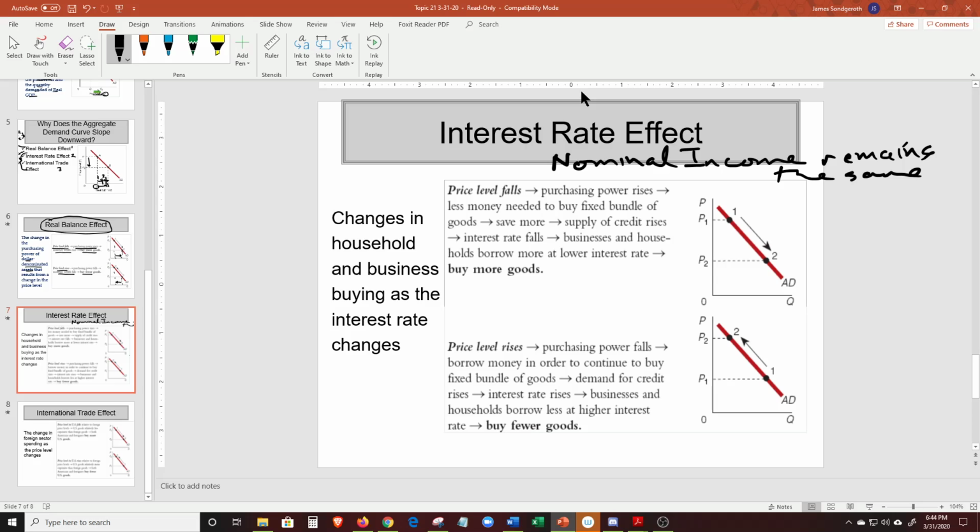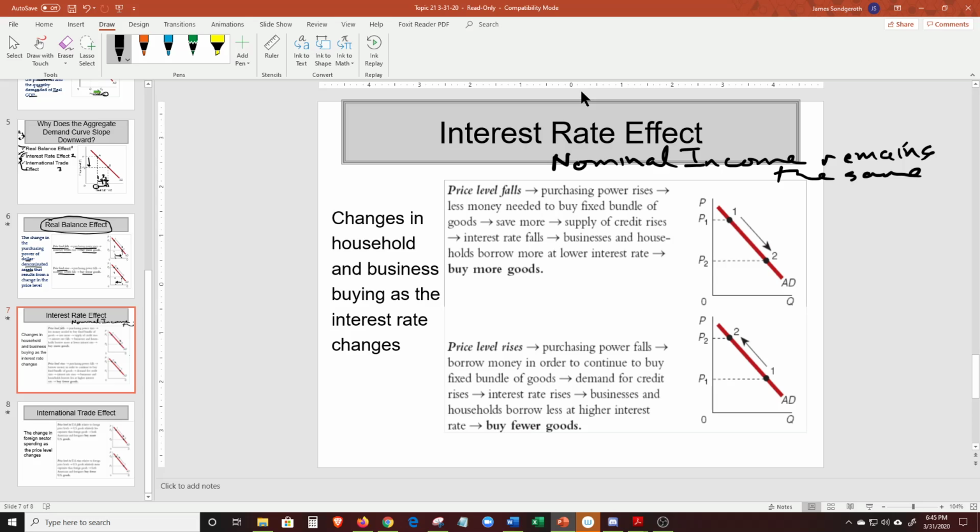You need less money to buy a fixed bundle of goods. This actually sounds like the real income, like the income effect before. But watch what happens. Because you don't need as much money to buy the same amount of goods, you save more. As you save more, the supply of credit rises. The amount of money people are saving goes up. Interest rate falls. Businesses and households borrow that money at that lower interest rate and buy more goods with it.